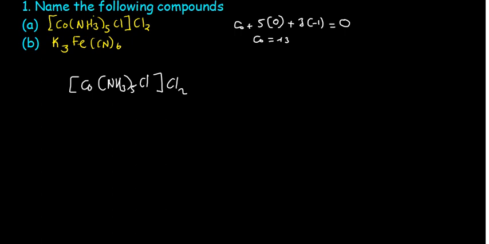So the name here is going to be, first we're going to name the ligand. A ligand is simply a group of atoms or an atom with a lone pair of electrons where a metal can attach. So the ligands, how many are there? There are 5, so we're going to put the prefix penta. Now this is the ligand ammonia. When we are naming ammonia as a ligand, we say ammine. So it's going to be pentaammine. There's no space. Pentaammine.